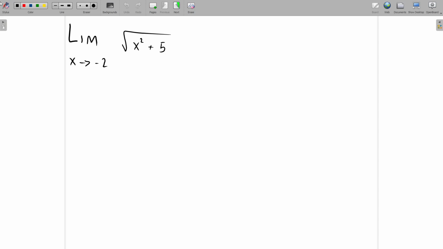So we're going to assume that that's true and work under that assumption and see if anything breaks. Okay. So what we're going to do, if we have to do the limit of this function, the square root of x squared plus 5, as x approaches negative 2, is simply plug in negative 2 and see if we get an answer. Right, so negative 2 squared plus 5 is going to be 9, and the square root of 9 is 3.